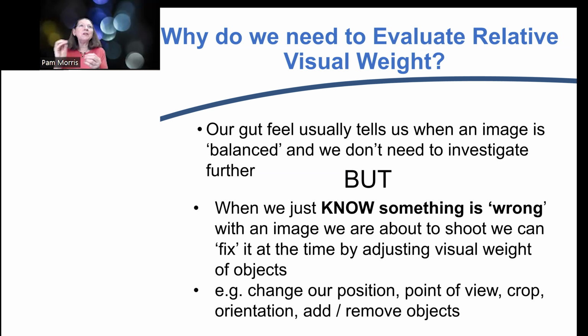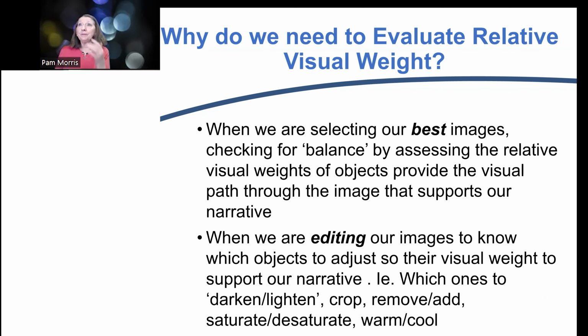But why do we need to know about visual weight if we can do it by gut feel? It's when it's wrong, when we just know it's wrong. We look at it and we go, there's something wrong with it, I'm not quite sure what it is. That's when you need to know what to change. When you're shooting, what to change: your position, your point of view, your crop, the lens, the zoom, to add or remove objects from that image. That's when you need to know the visual weight.